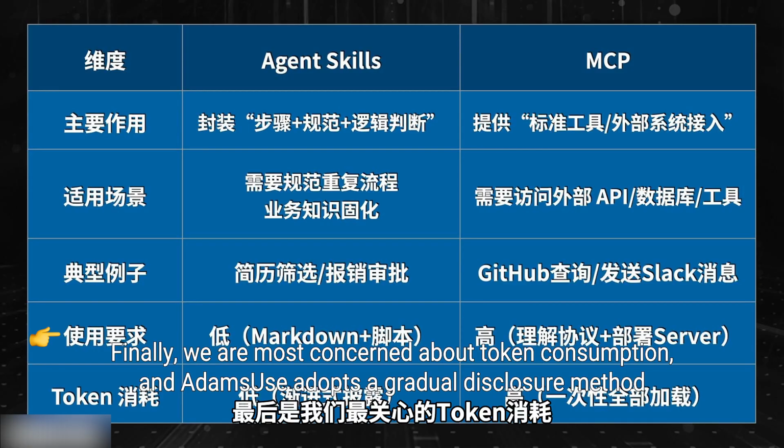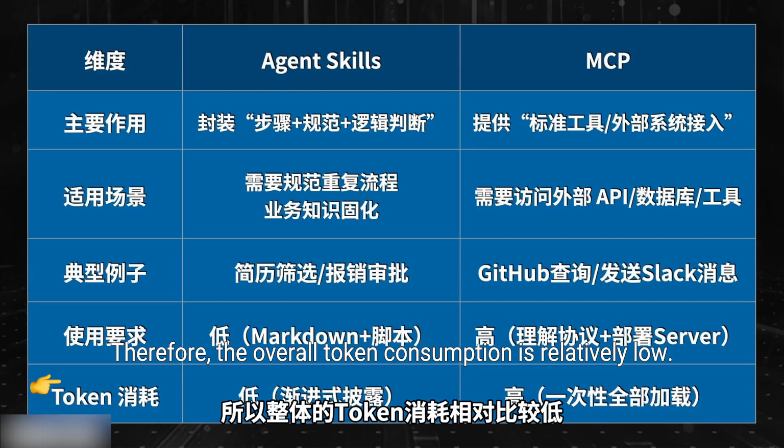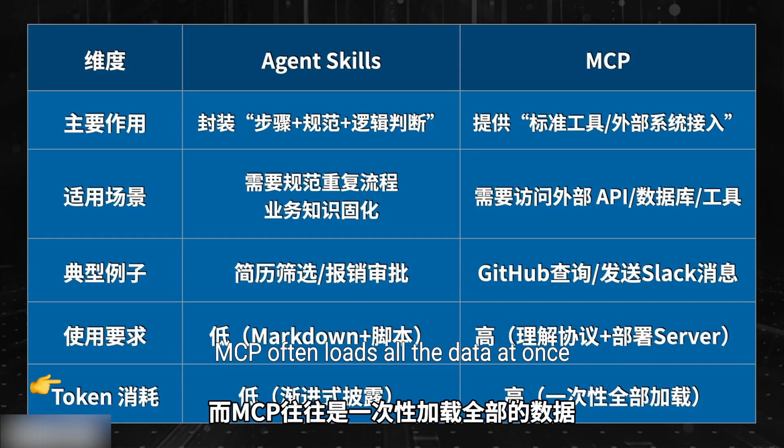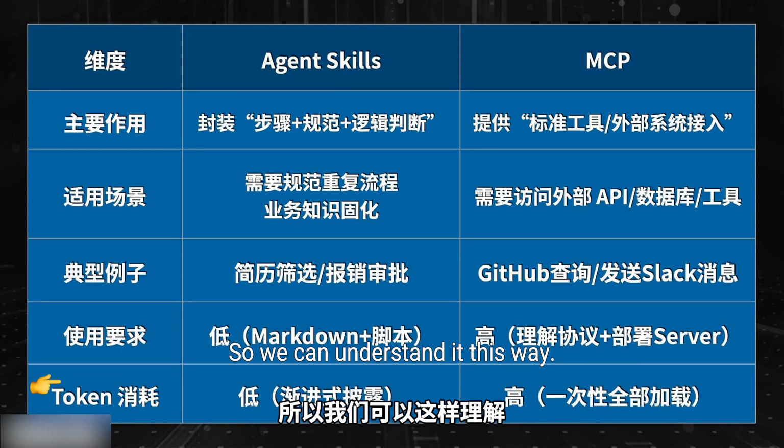Finally, what we are most concerned about is token consumption. Agent skills adopts a progressive disclosure method. It loads the corresponding steps and information only when needed. Therefore, the overall token consumption is relatively low. MCP often loads all the data at once. Its token consumption will be significantly higher.